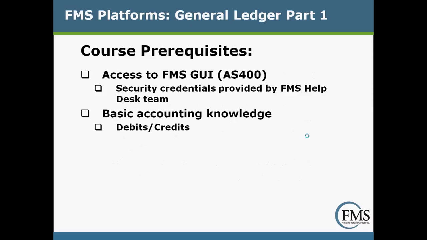Okay, course prerequisites. To really understand what's going on here, you need access to the FMS software and also some basic accounting knowledge, so debits and credits. Nothing too complicated, just positive for debits and negative for credits. If you need access to the FMS software and you don't have it for some reason, contact the FMS support desk and they will provide that to you.